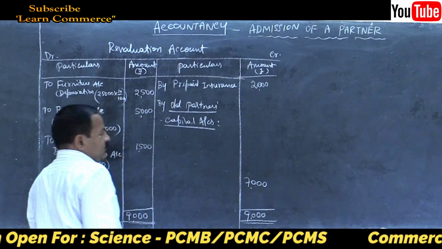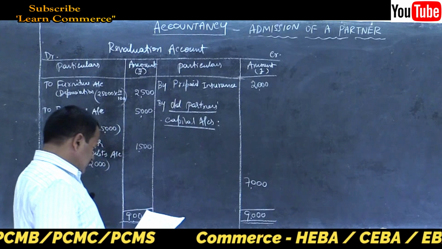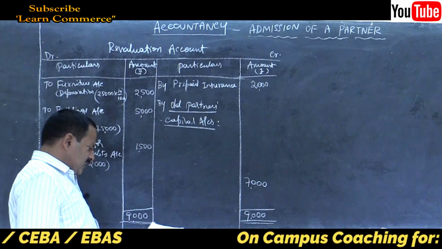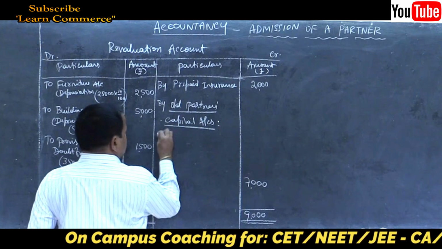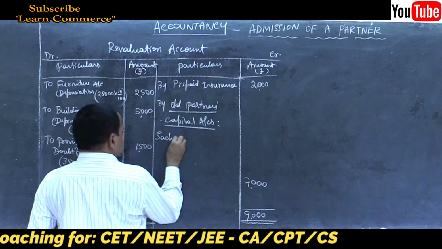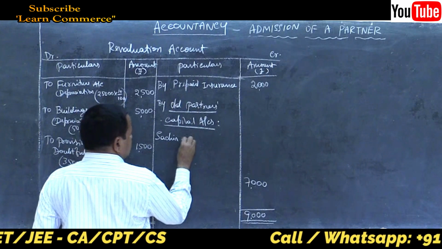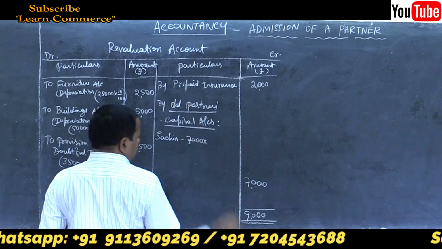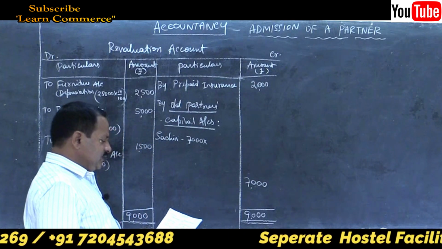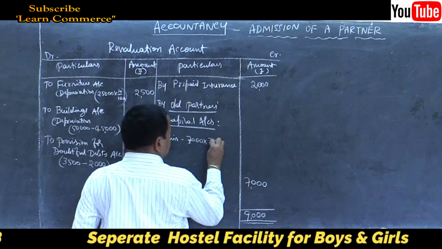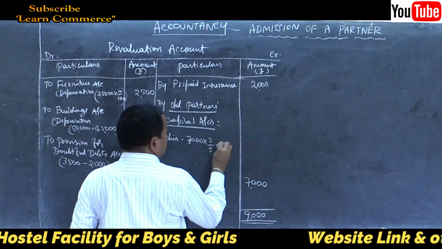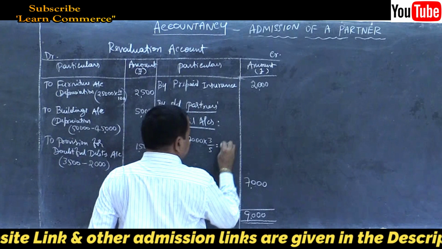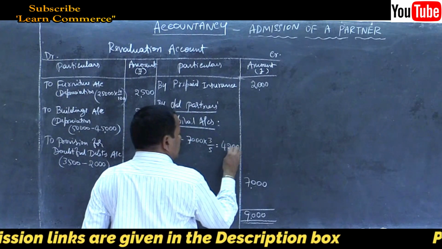Underline this. Write the names of the partners, that is Sachin and Dravid. Am I correct? Yes, it is. Sachin and Dravid. Sachin how much? 7,000 into his share was 3 by 5. 3 by 5 is equal to, it will be 4,200.